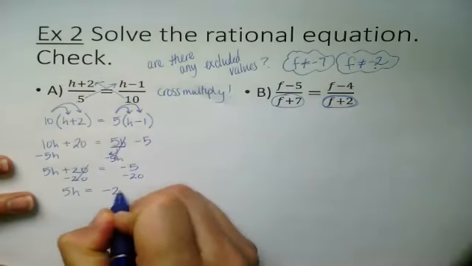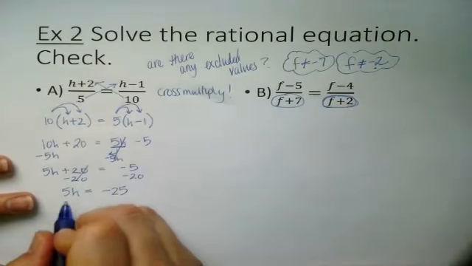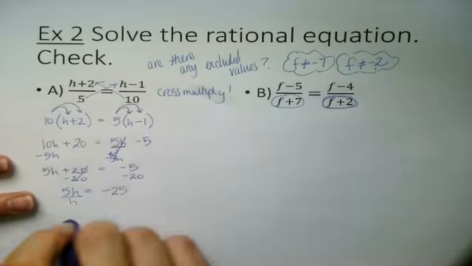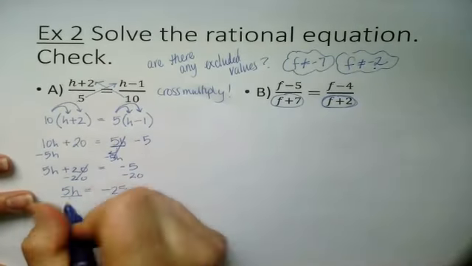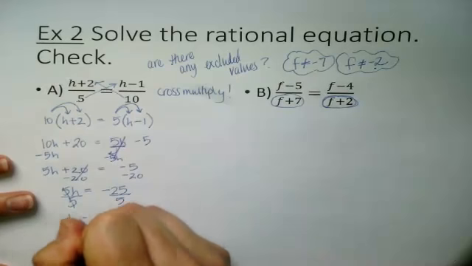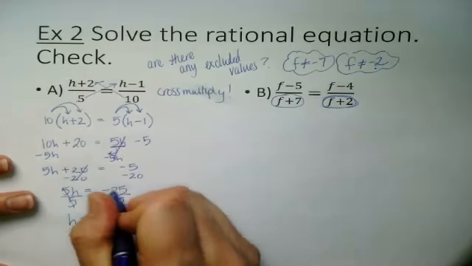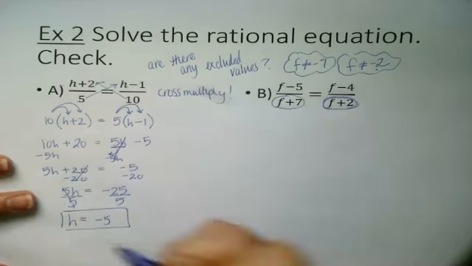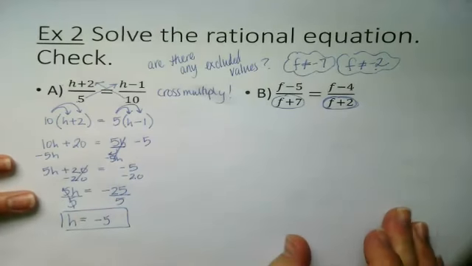5h equals negative 25. And then to get h by itself, we undo the multiply by dividing. Whoops, we're going to divide by 5, not the h. We want to get rid of the 5. Leave the h alone. All right, so we get negative 25 divided by 5 is negative 5. And this is probably the answer.